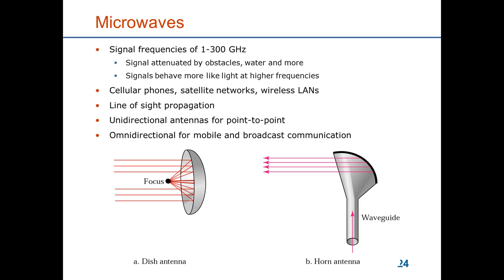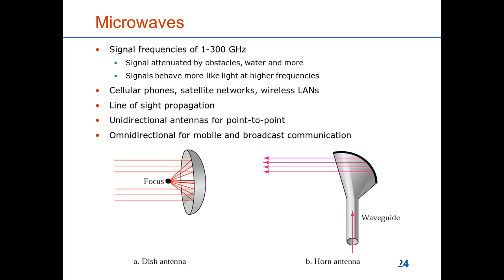When you go up in frequency, you come to a range that's called microwaves. It's often considered being from about 1 gigahertz up to 300 gigahertz. Now the signal is attenuated more by obstacles and water and other reasons. So the signals start behaving more like light signals. This range is used for cellular phones, for Wi-Fi, and for satellite networks. It requires line of sight propagation. You can use unidirectional antennas to create point-to-point microwave links, or omnidirectional antennas for mobile and broadcast communication.